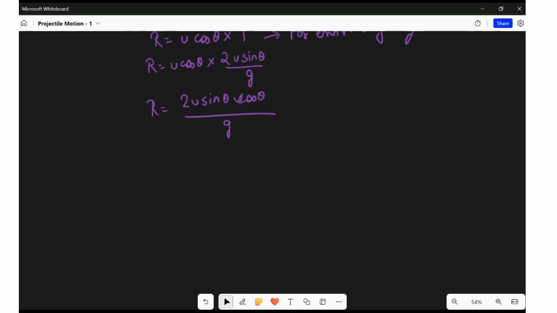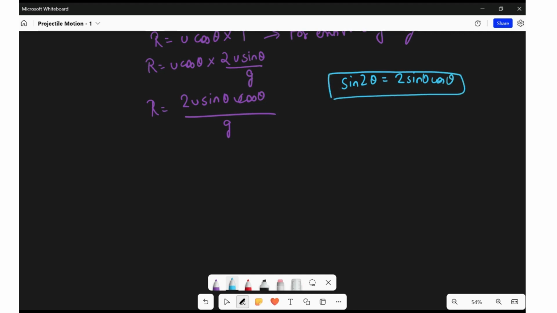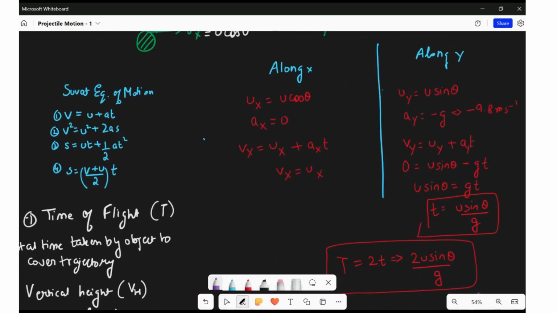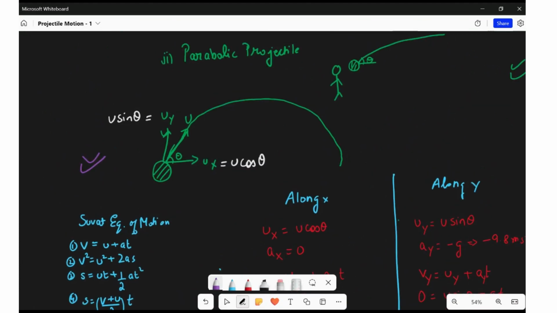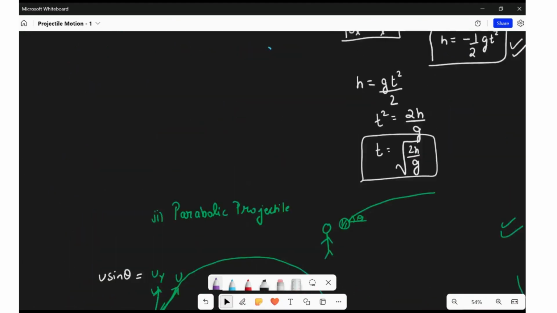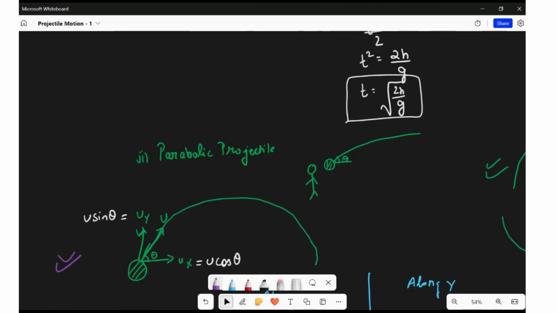Now we have one identity from the trigonometry part of mathematics, which we'll do very soon, that sine 2 theta is 2 sine theta cos theta. Now we use this property to simplify this expression. So R is u square sine 2 theta by g. This is how we found the range during this parabolic trajectory. And this is just a simple derivation for this parabolic projectile, and for the horizontal projectile we find everything similar to this.